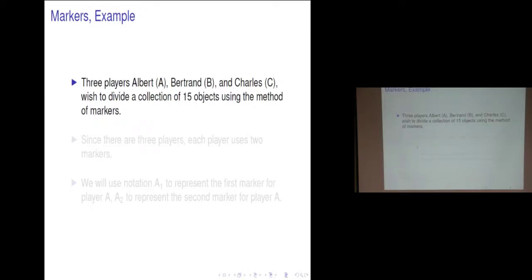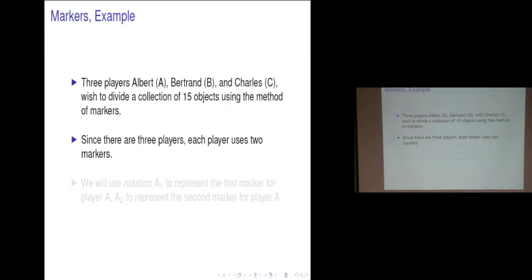So let's imagine a scenario. Okay, so we have three players, again, A, B, C. So now it's Albert, Bertrand, and Charles. Okay, Charles is always Charles. So they wish to divide a collection of 15 objects. We don't care what they are, so it's just 15 objects, using the method of markers.